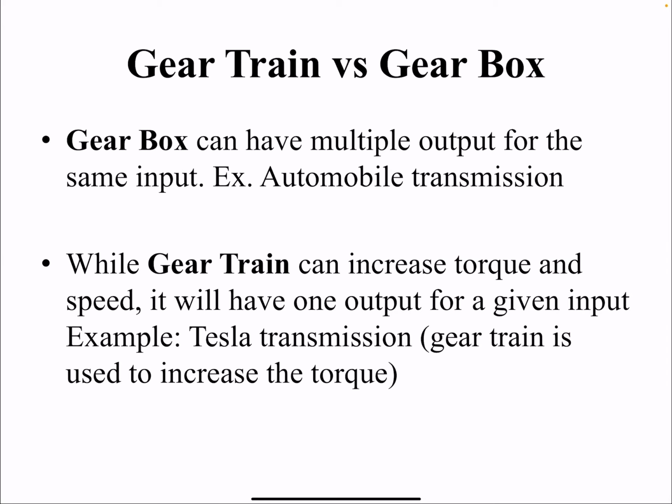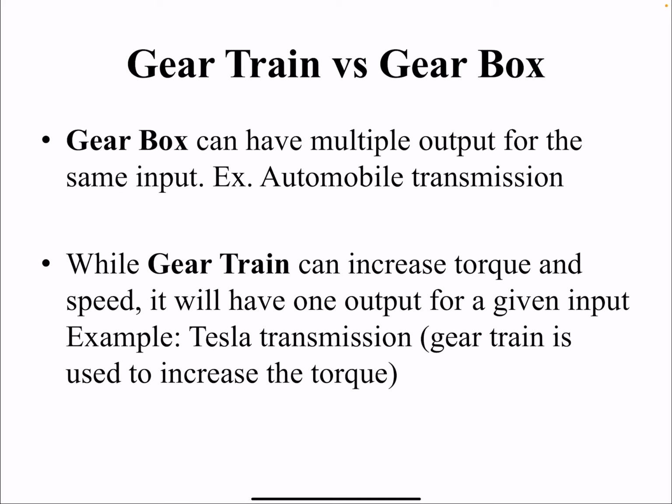Gear train and gearbox are different. What we talked about so far was gear train. With a gearbox, you can get multiple outputs for the same input. In an automobile transmission, you have the same input, but depending on which gears are in contact, you can get different outputs. So you're shifting gears: if you want high torque, let's say gear 1, you go from small to large. Gear 5, you go from large to smaller. With a gear train, for the same input, you have the same output.